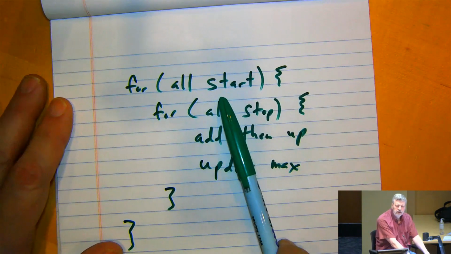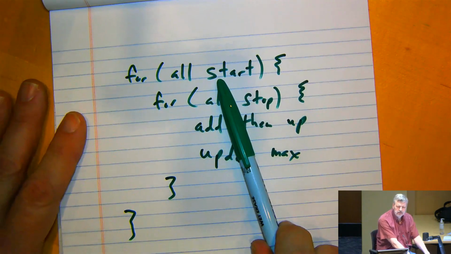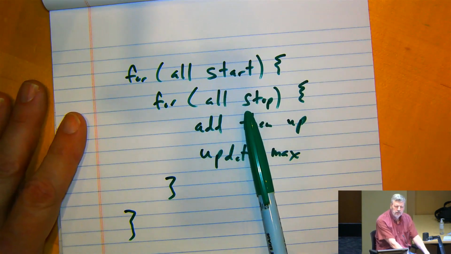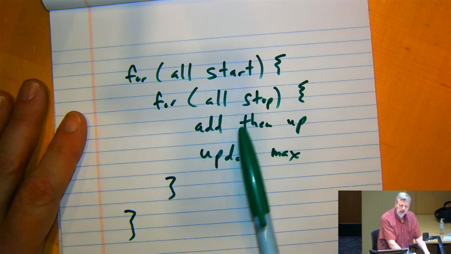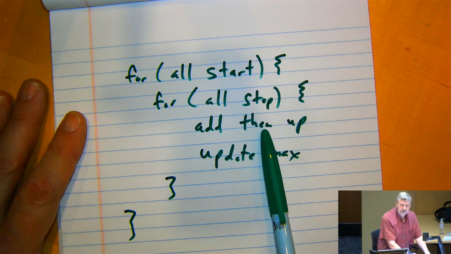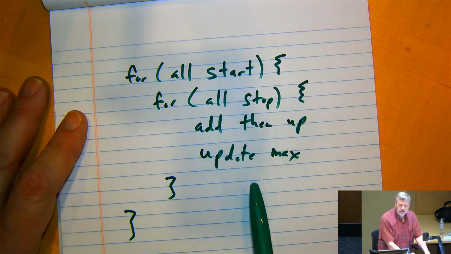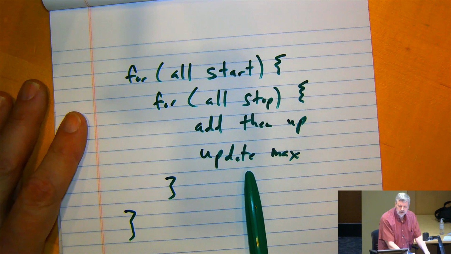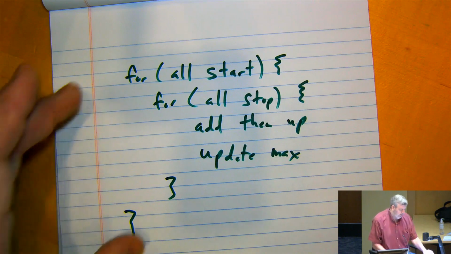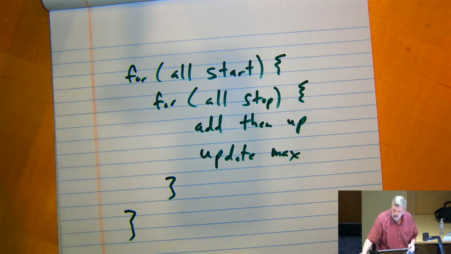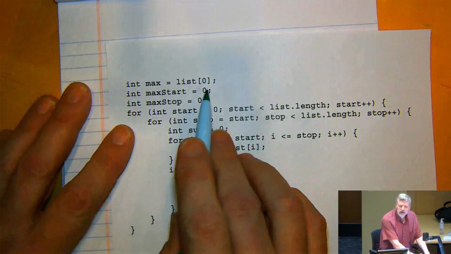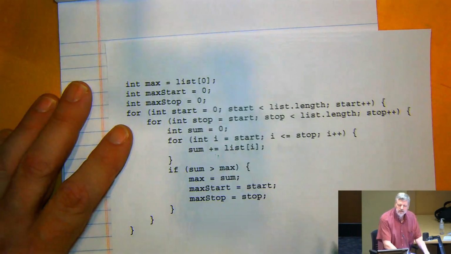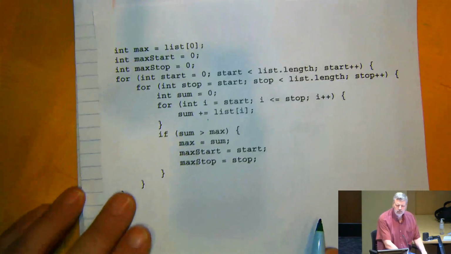We're going to have a loop that considers all possible starting positions, and inside of that a loop that considers all possible stopping positions given that starting position. Then there's going to be a loop that adds up the numbers from start to stop, and then it sees whether that's a better max. I said that this is going to be for a non-empty array. So the way that I'm going to initialize is to assume it's 0 through 0. I set start and stop to 0 through 0 as my initial thing.